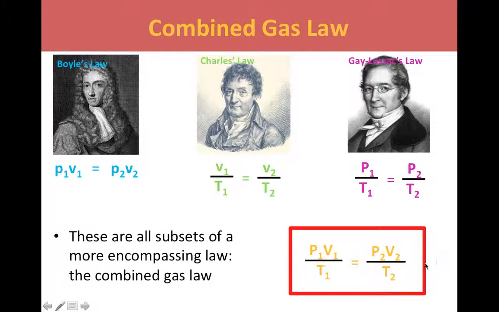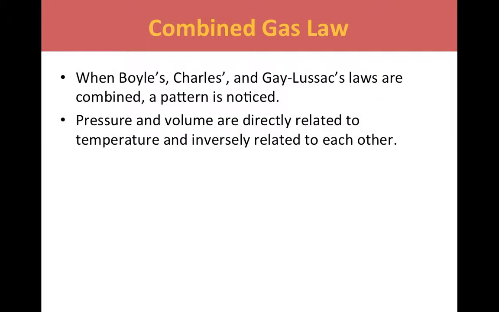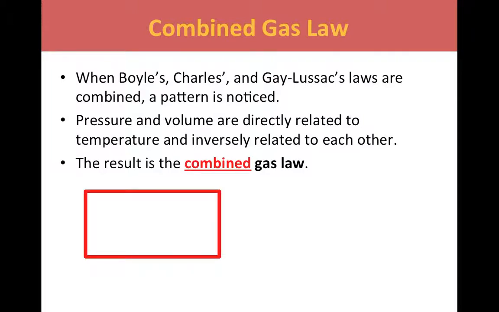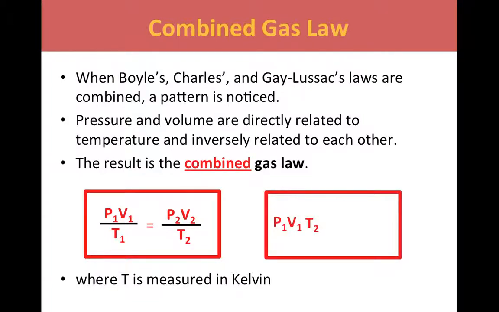So if you combine all of them, you're going to get this combined gas law. Now the biggest trouble students have is to substitute their values into this. When Boyle's law, Charles's law, and Gay-Lussac's law are combined, a pattern is noticed. Pressure and volume are inversely related to each other and directly related to temperature. This results in the new combined gas law. Make sure you record this formula. Again, T is measured in Kelvin. The other way that you can remember it easier for substitution is P1V1T2 equals P2V2T1.